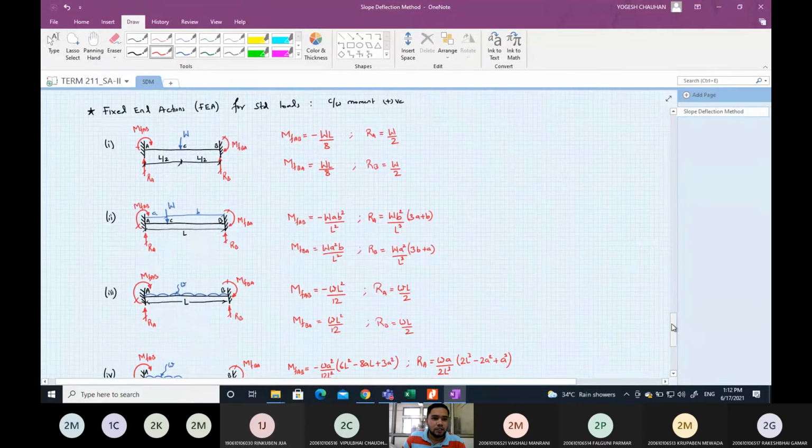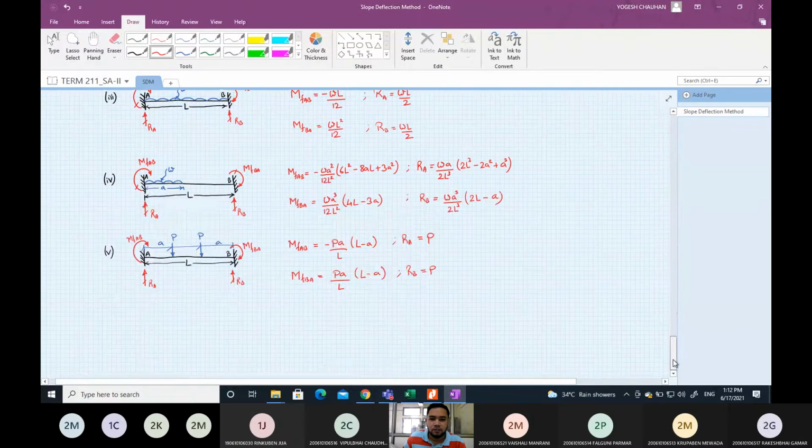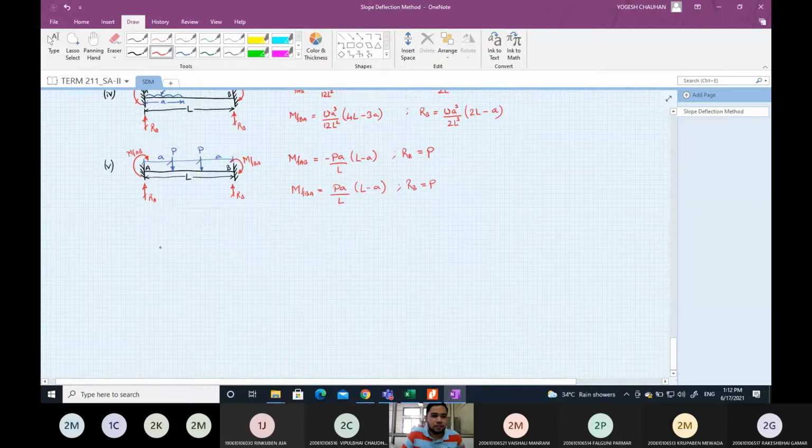And these are some of the standard fixed actions for some standard loadings. Let us continue that.